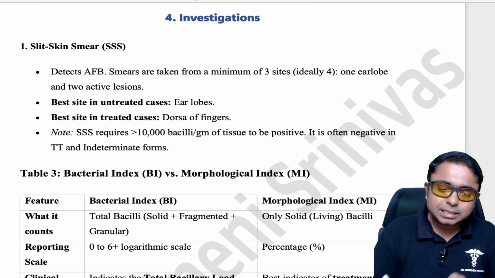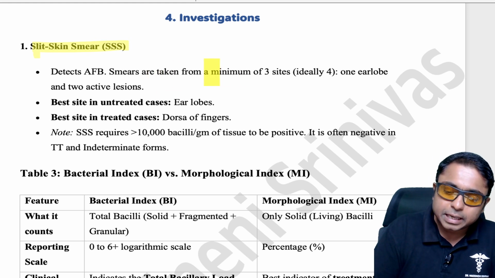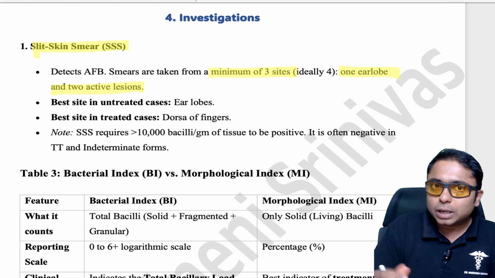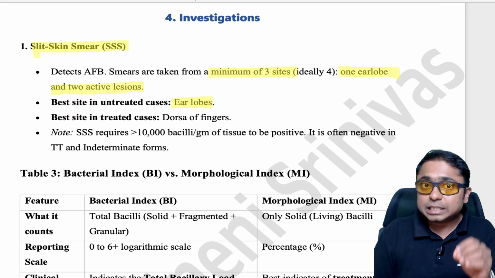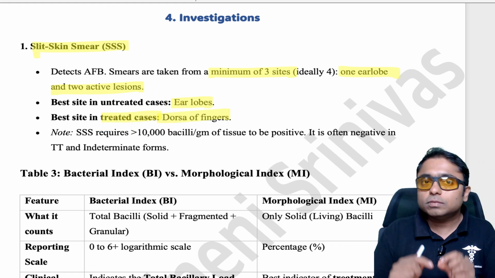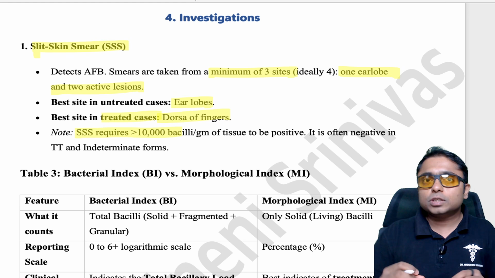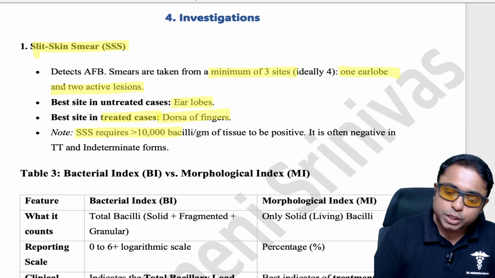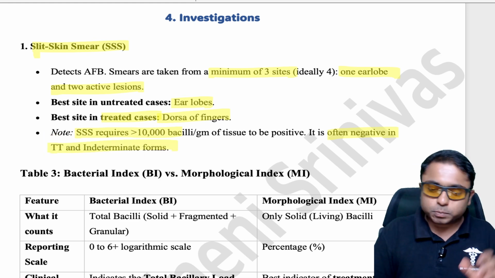Coming to the investigations, slit skin smear is going to detect the acid-fast bacillus. The smears are taken from a minimum of 3 sites. So one earlobe and two other active lesions. So the best site in untreated cases is going to be the earlobes, whereas in treated cases, the dorsa of the fingers is the best site. Slit skin smear is going to be positive only if there are 10,000 bacilli per gram of the tissue which you are examining, and it is often negative in TT and indeterminate forms.